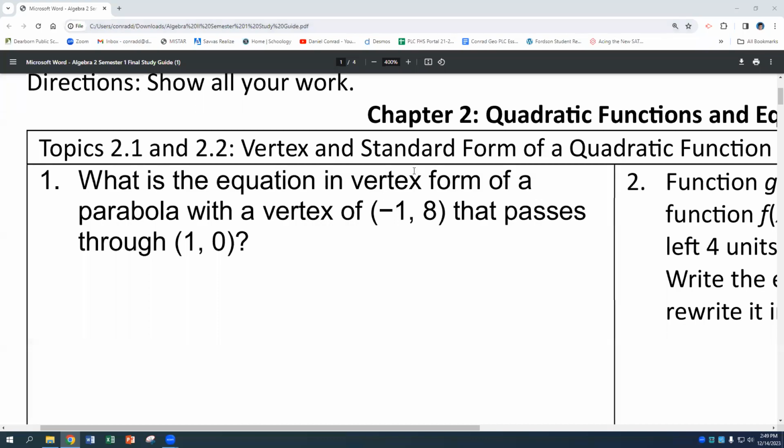This is the study guide for the semester 1. We'll do 2 videos, one for the chapter 2 part and then one for chapter 3.